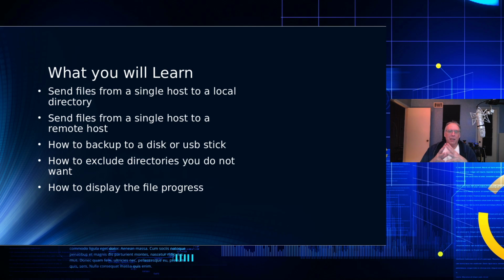Also, I'll show you how to back up to a disk or to a USB stick. Now, USB has some special things you might want to consider, and I'll cover that when we get there. Also, there's ways that you can include or exclude files in the copy. So even though I set it to a particular path, there's ways that I can tell Rsync to ignore files through the exclude. And if there's things that are not in my path that I have specified, there's ways to include those as well. Also, you can display the file progress.